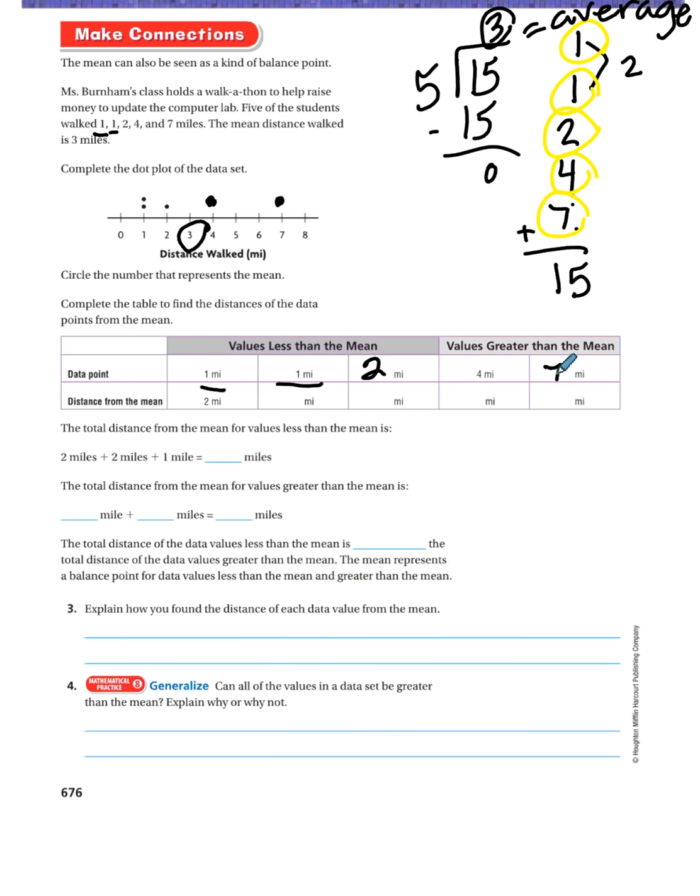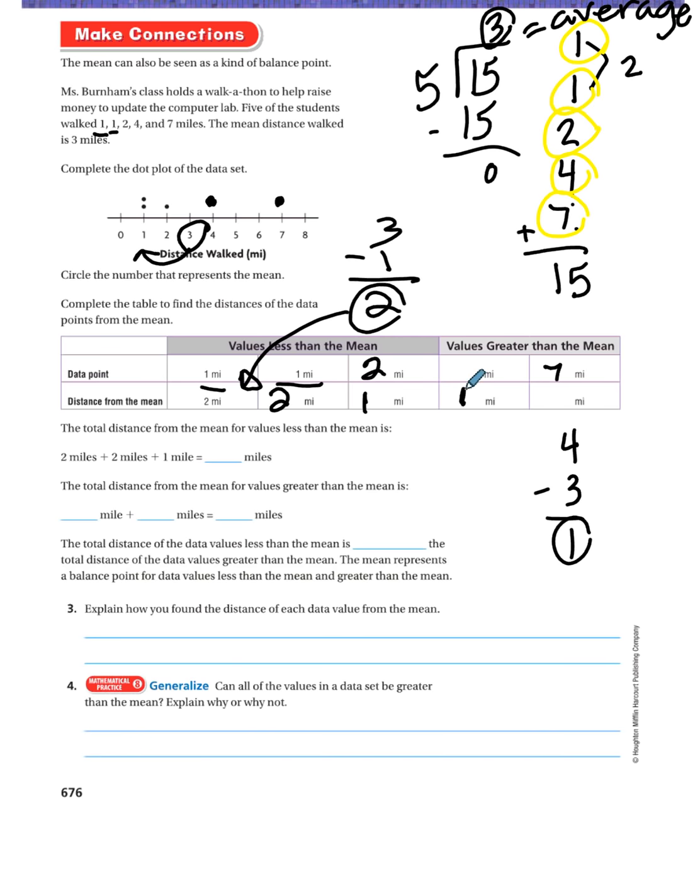Distance from the mean. So this is from 3 to whatever number it was. So if we're going from 3 to 1, we do 3 minus 1, there's 2 miles in between, and that's where I'm getting this number. So the distance between 1 mile and 3 miles is 2. The distance between 2 miles and 3 miles is 1. And then the distance between 4 and 3, so 4 minus 3, is 1. And the distance between 7 and 3 is 4.